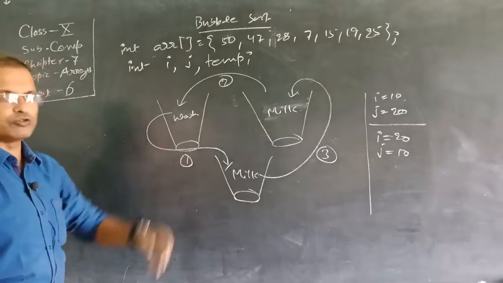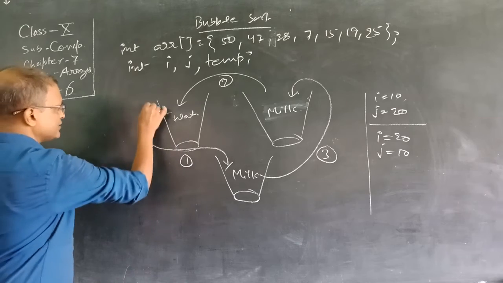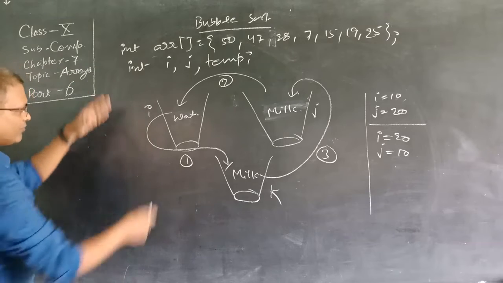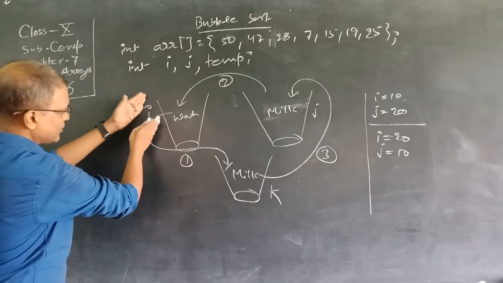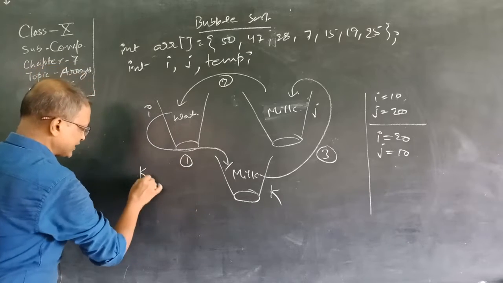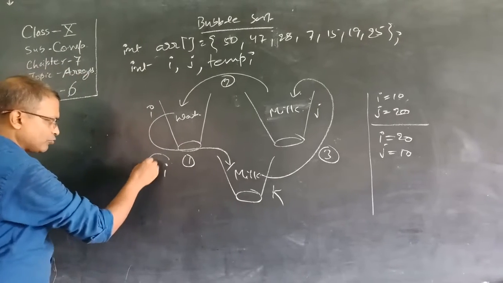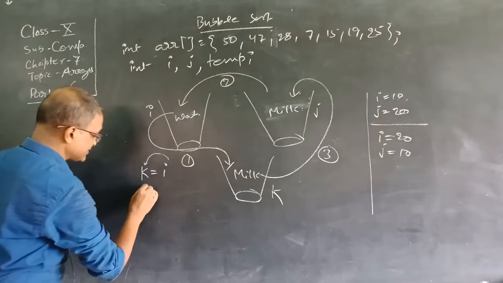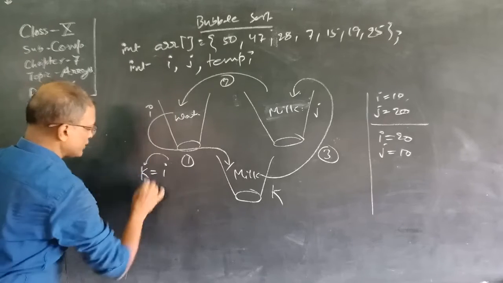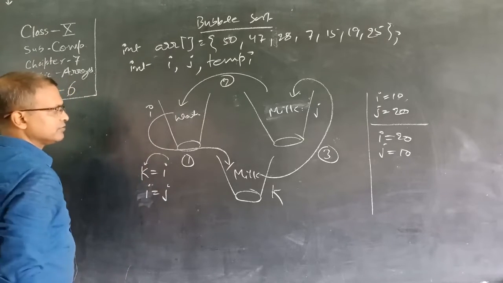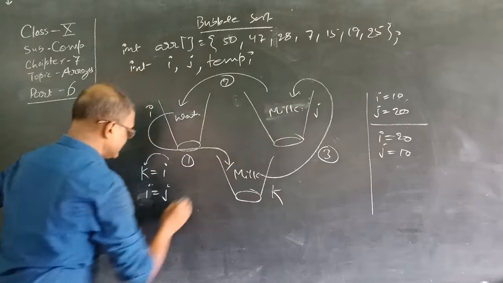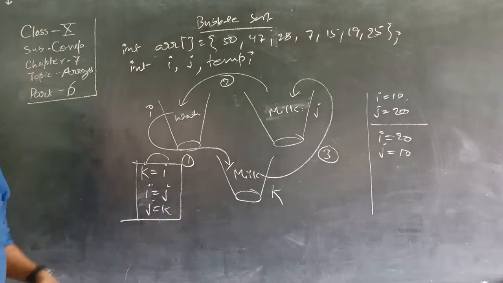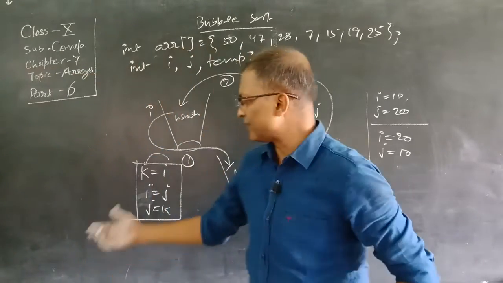The same technique is to be implemented here. Initially this was i, this was j. We have taken a third variable k. In the first step, the value of i has been stored in k. The syntax will be k equal to i. Now second, j has been stored in i. The syntax will be i equal to j. Now the third, k has been stored in j, so j equal to k. And after these three statements, the data has been swapped. So this is the swapping technique.